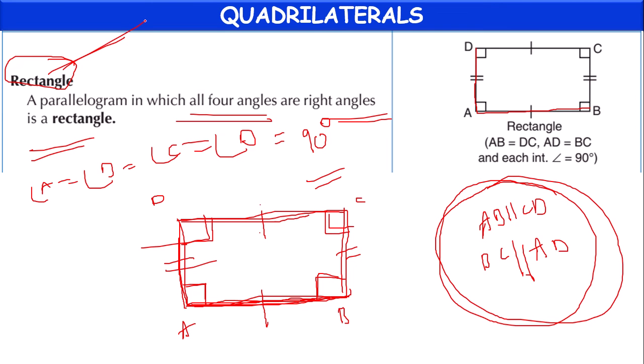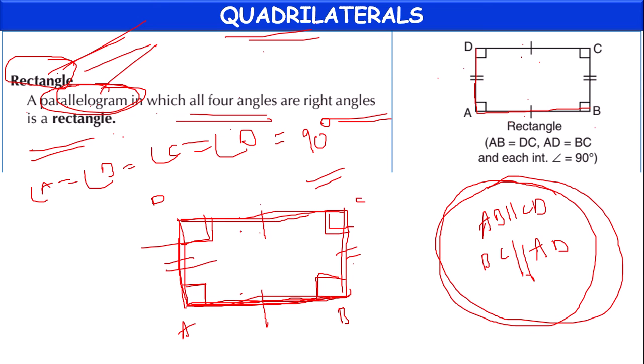So rectangle means it's a kind of parallelogram, or a kind of quadrilateral. If we say parallelogram, there is no need to mention opposite sides are parallel. But if we say rectangle is a type of quadrilateral, then we have to mention opposite sides are parallel. That's why we are naming it a parallelogram. So rectangle is a parallelogram in which all four angles are right angles. Or rectangle is a kind of quadrilateral in which opposite sides are parallel and all angles are right angles. Like that also we can tell.